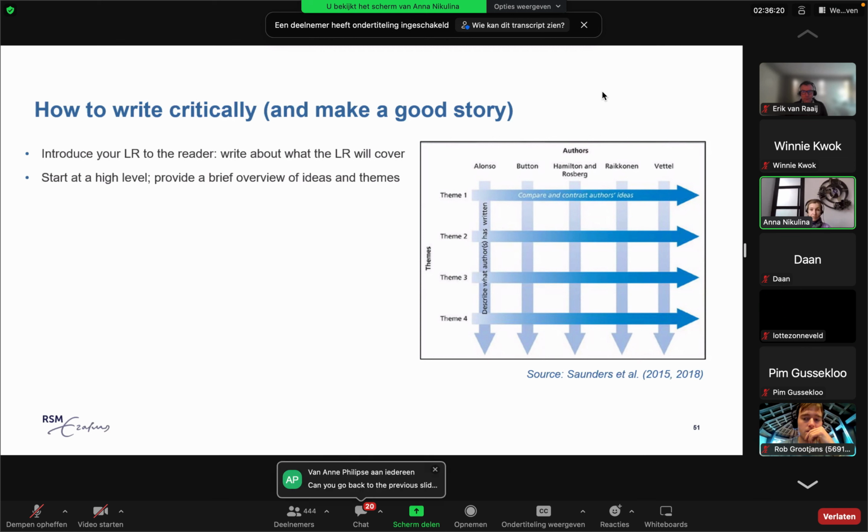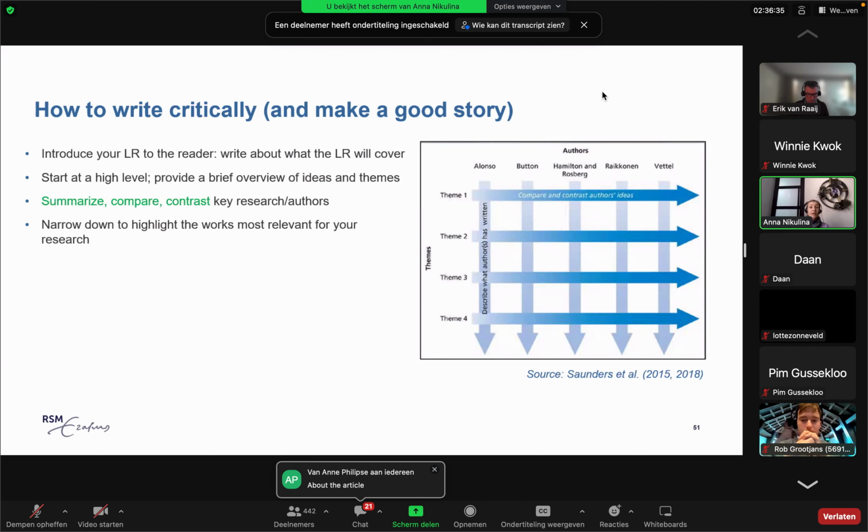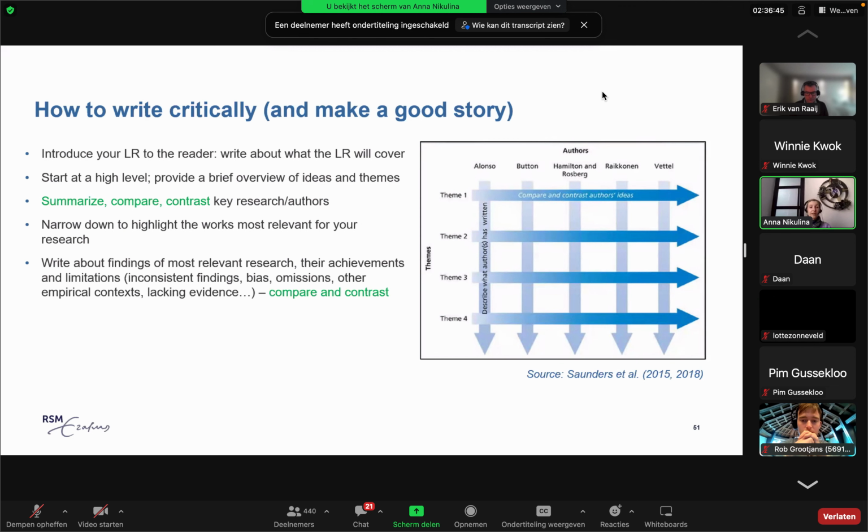Start high level, provide a brief overview of themes and ideas that you will be including. Summarize, contrast, compare. We saw some examples of how it's done. You don't have to say every time I'm comparing, I'm contrasting, just make it clear to the reader. Narrow it down, because some works will be more relevant to your research than others. Then when you continue writing, you find this most relevant research for you and you deep dive into this.